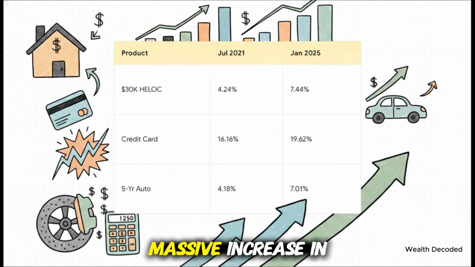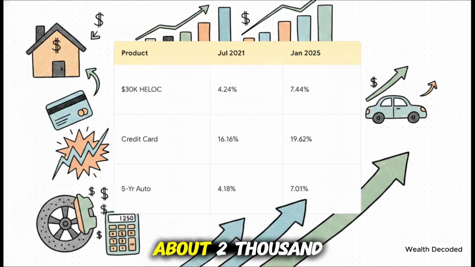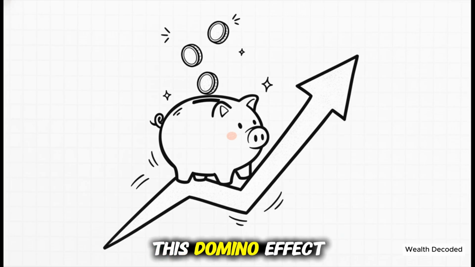That is a massive increase in the cost of borrowing for the exact same products, directly caused by the Fed putting the brakes on the economy. To put it in perspective, financing a $500,000 mortgage went from costing about $2,000 a month to over $3,000 a month just in principal and interest. But hey, it isn't all bad news. There is a flip side to this domino effect that actually benefits your wallet.